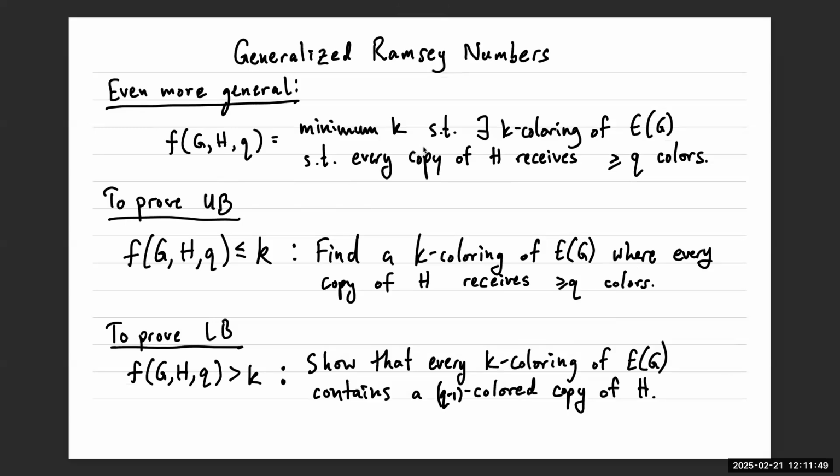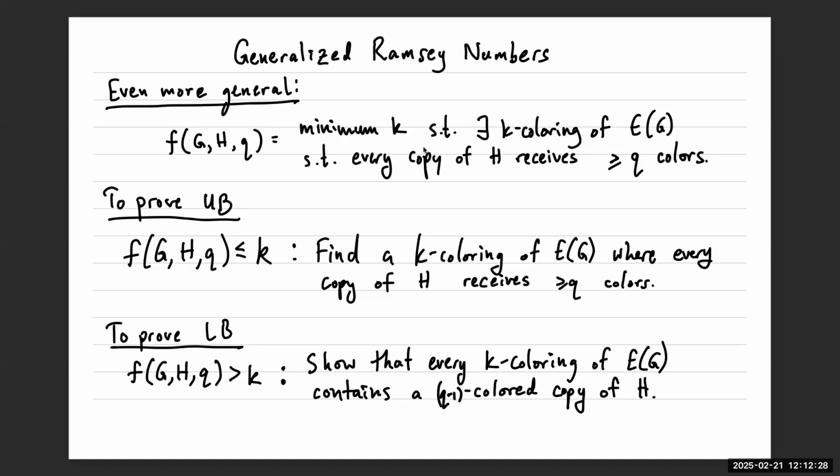Okay, so here's the more general version. Now, before I was doing K_n and K_p, right? So now just think of it like this, F of G, H, Q. So now G is some host graph. Oftentimes it is K_n, but sometimes in this talk, we'll be talking about K_{n,n}, so complete bipartite graphs. F of G, H, Q is the minimum number of colors, okay, such that there exists a k coloring of the edges of G, the host graph, so that every copy of H, this little target graph, receives at least Q colors.